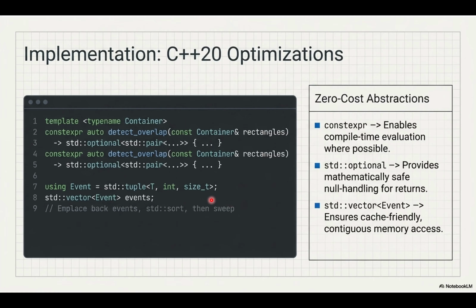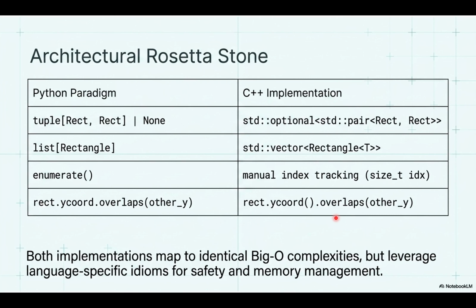The C++ version also uses something called compile time evaluation with constexpr, right? Yeah, doing as much math as possible before the program even runs. And it has a tool for mathematically safe null handling. std::optional. This is huge. In relaxed languages, if the algorithm checks two boxes and finds no overlap, it might just return a null value, basically handing the system an empty box.